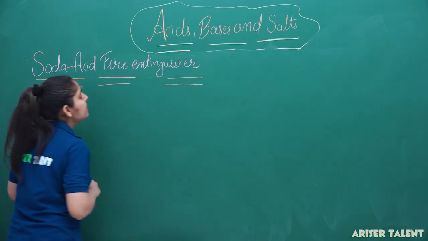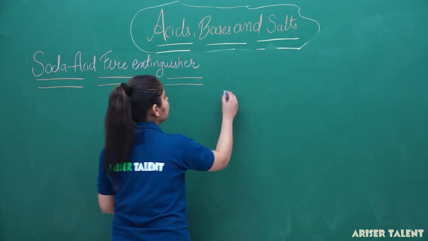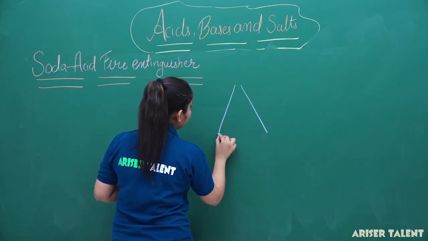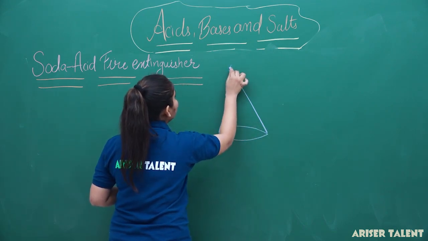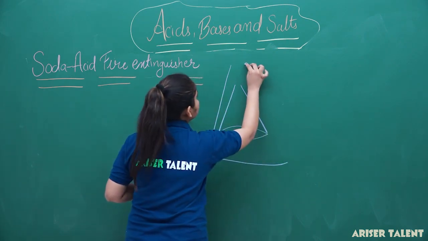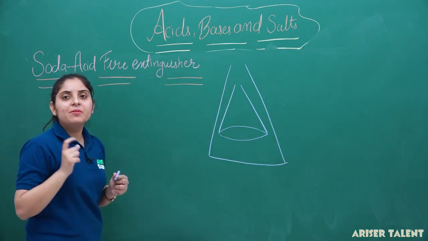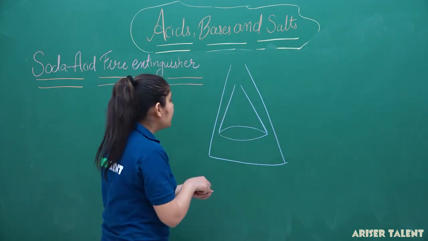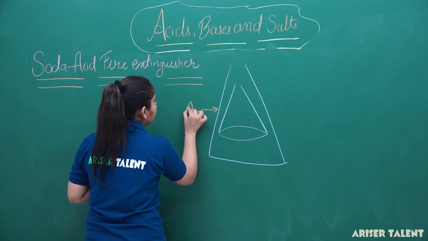So what actually happens in case of the soda acid fire extinguisher? We will take a conical flask. So what will happen in this case? Firstly, we will take a conical flask. Now we will put it in the enclosure. Now firstly we will take a container. That container will be basically made in the conical shape. So this will be our container, and container is named as A.